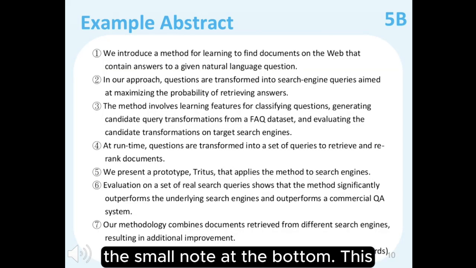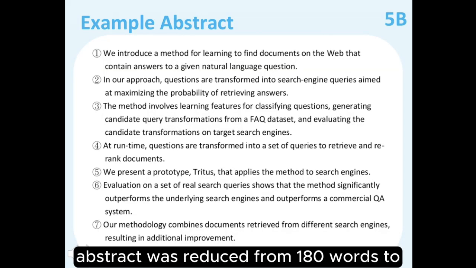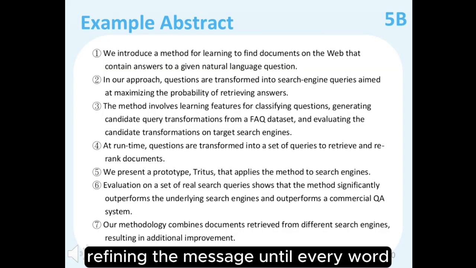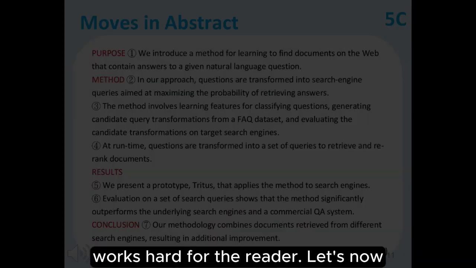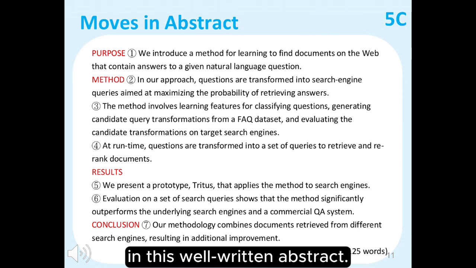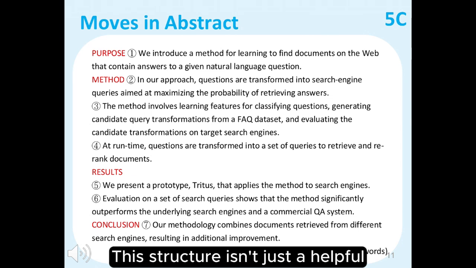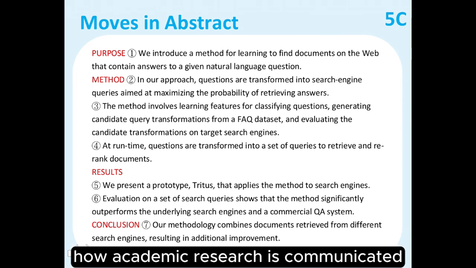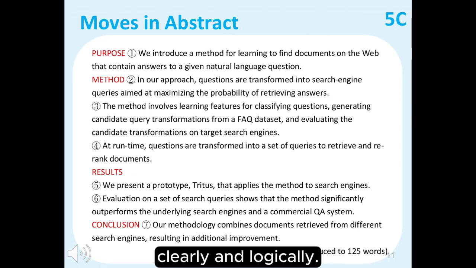And notice the small note at the bottom. This abstract was reduced from 180 words to 127. That's not just editing. It's refining the message until every word works hard for the reader. Let's now take a closer look at how PMRC shows up in this well-written abstract. This structure isn't just a helpful guideline. It's really the backbone of how academic research is communicated clearly and logically.